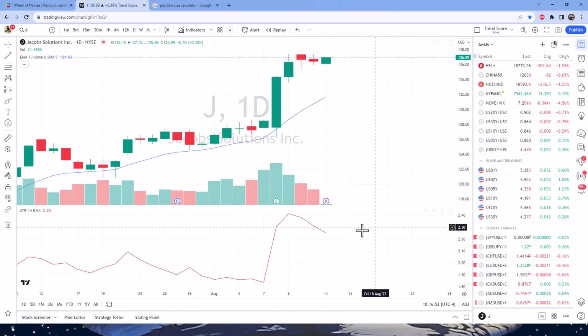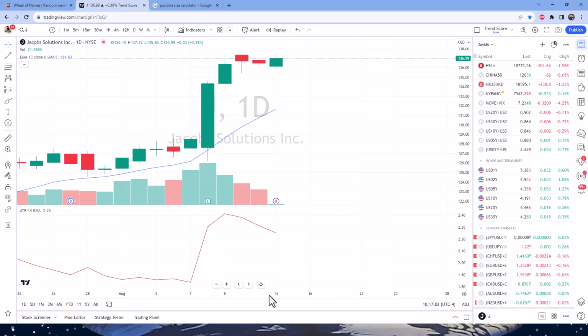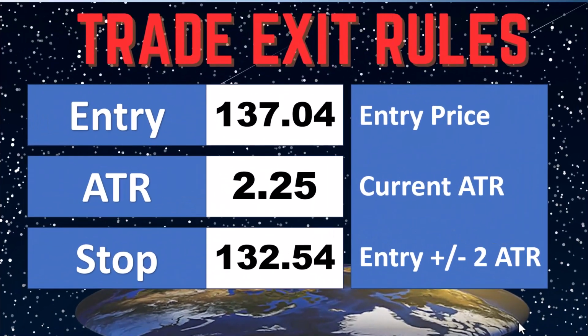Here we are back to the chart, and we just need to find out what our ATR is. ATR is currently at $2.25. So that is going to be our starting ATR. Here we have the numbers. We've got entry at 137.04. ATR is 2.25, so 2 times ATR is very easy math here, $4.50. So if you take the current entry minus $4.50, you end up with 132.54.